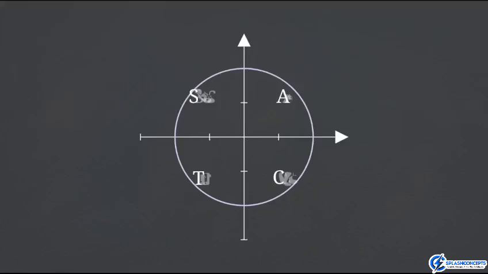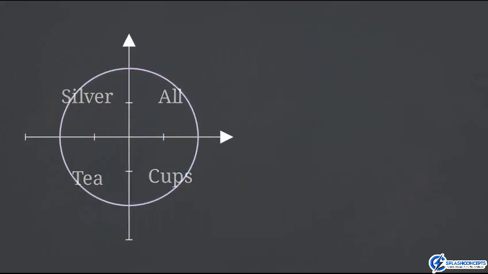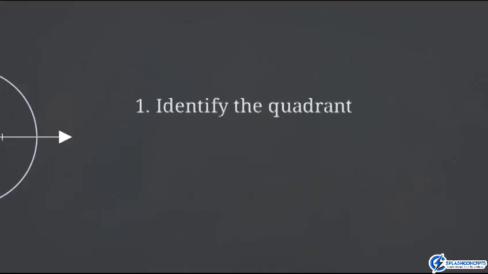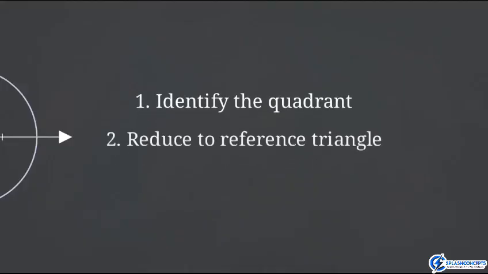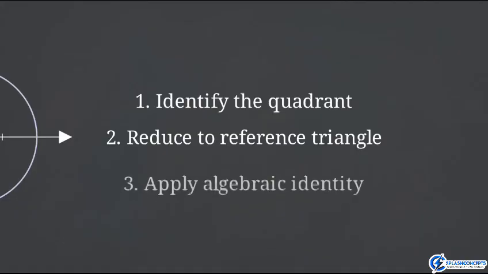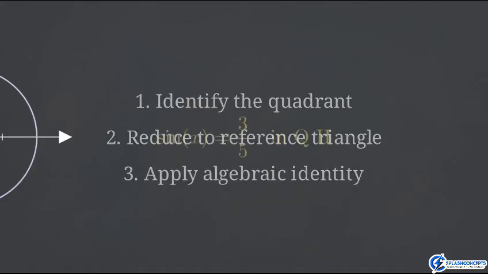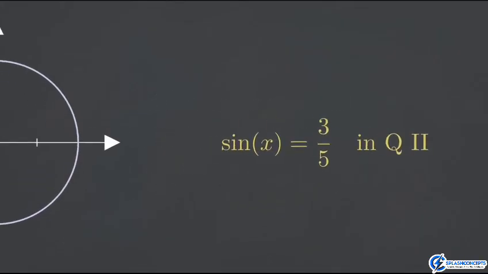To track positive values through the quadrants, use All, Silver, Tea, Cups. Sine stays positive in quadrants 1 and 2. Cosine stays positive in 1 and 4. To solve for an unknown, follow a 3-step process. Identify the quadrant, reduce to the reference triangle, and apply the algebraic identity.